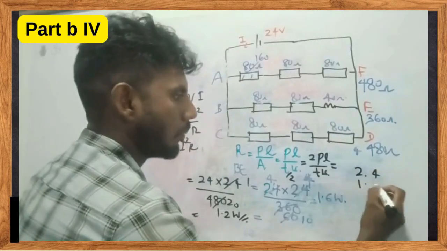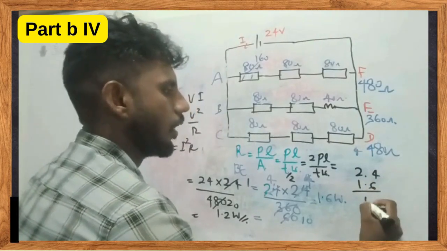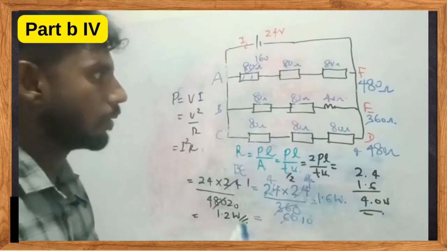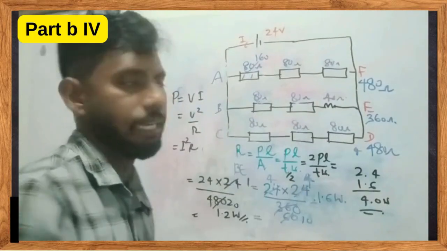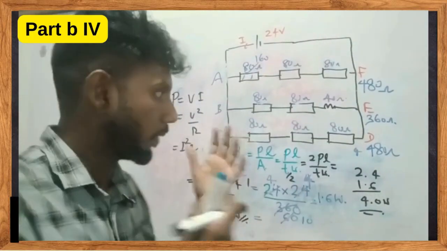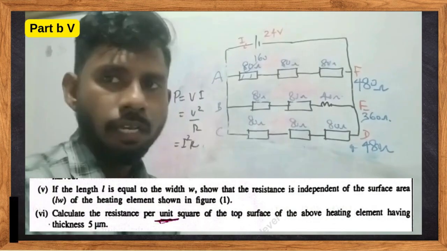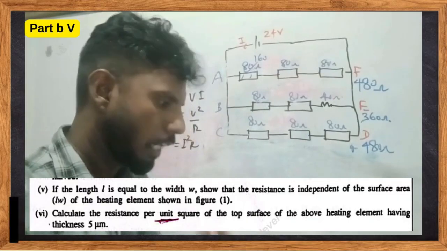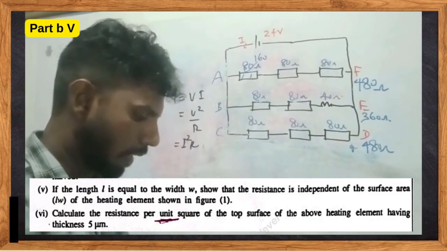2.4 plus 1.6, 3 and 4 watt. That's the total power once the thickness of the element becomes half, right? Right, moving into the fifth part. If the length L is equal to the width W, right?